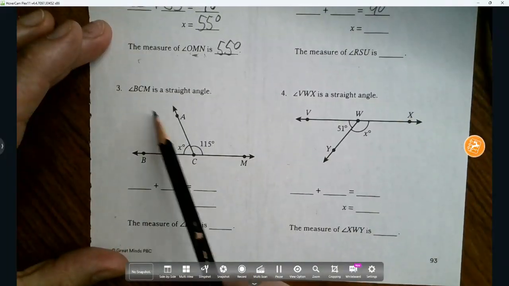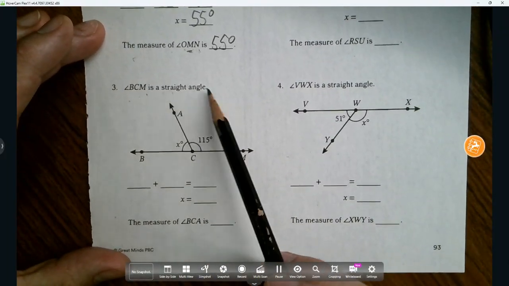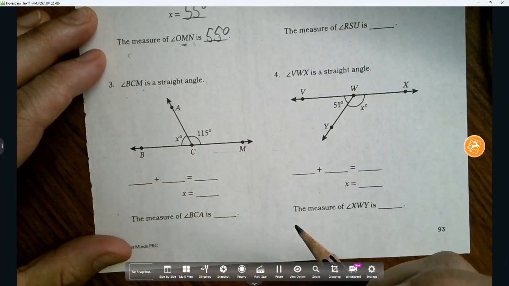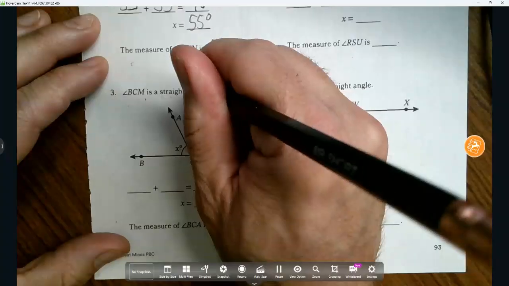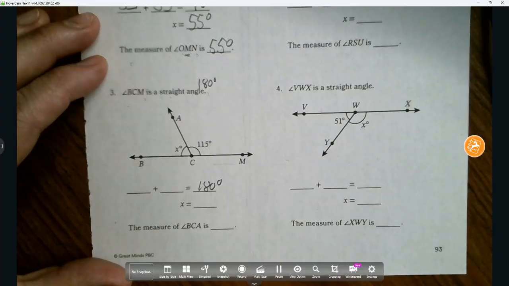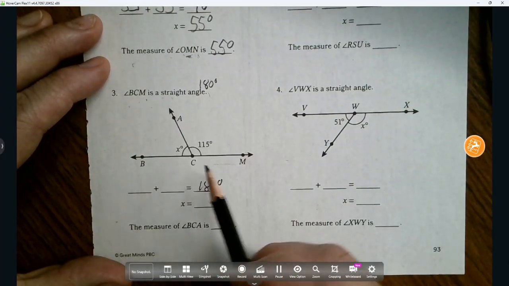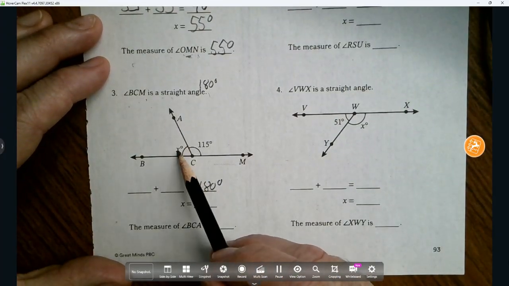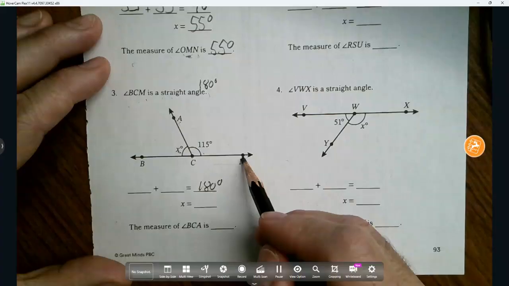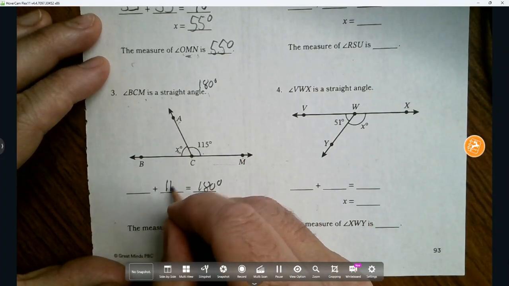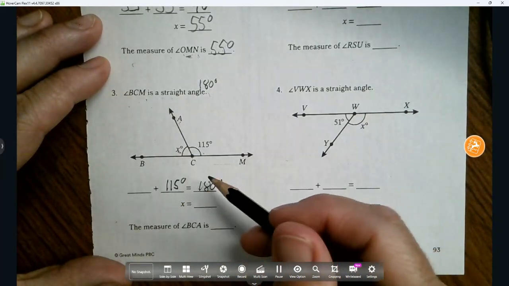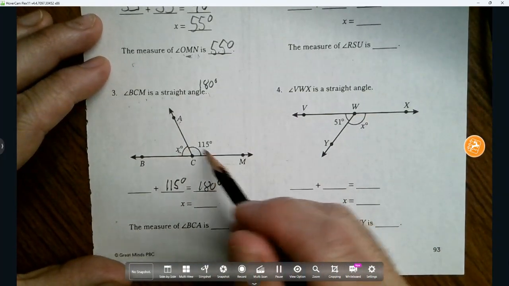On the bottom it says BCM is a straight angle. So straight across, straight angle. Well, what do we know a straight angle is? How many degrees is a straight angle? That's correct, 180. So put that 180 right here. Now we have to find what x is. Well, we know we have right here ACM is 115. We know our total is 180, so just do the opposite. If this is addition, we need to do subtraction to find what we're missing.